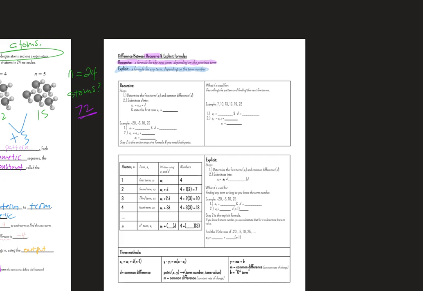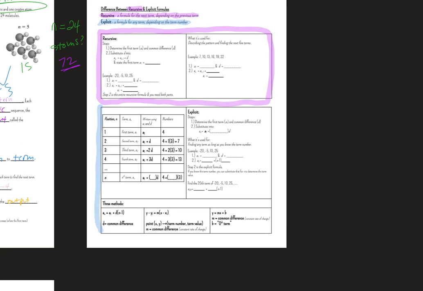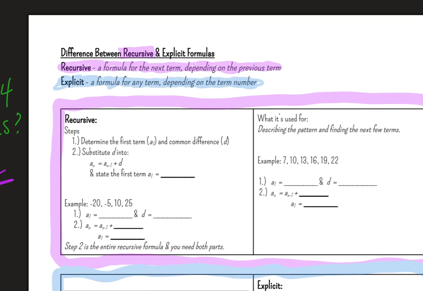So to continue my color coding, this is recursive, okay? And this down here, this is going to be explicit. Lots of students love to make jokes about explicit, like lyrics can be explicit. Yay. Okay, I don't know if those are exactly the same meaning in this situation.